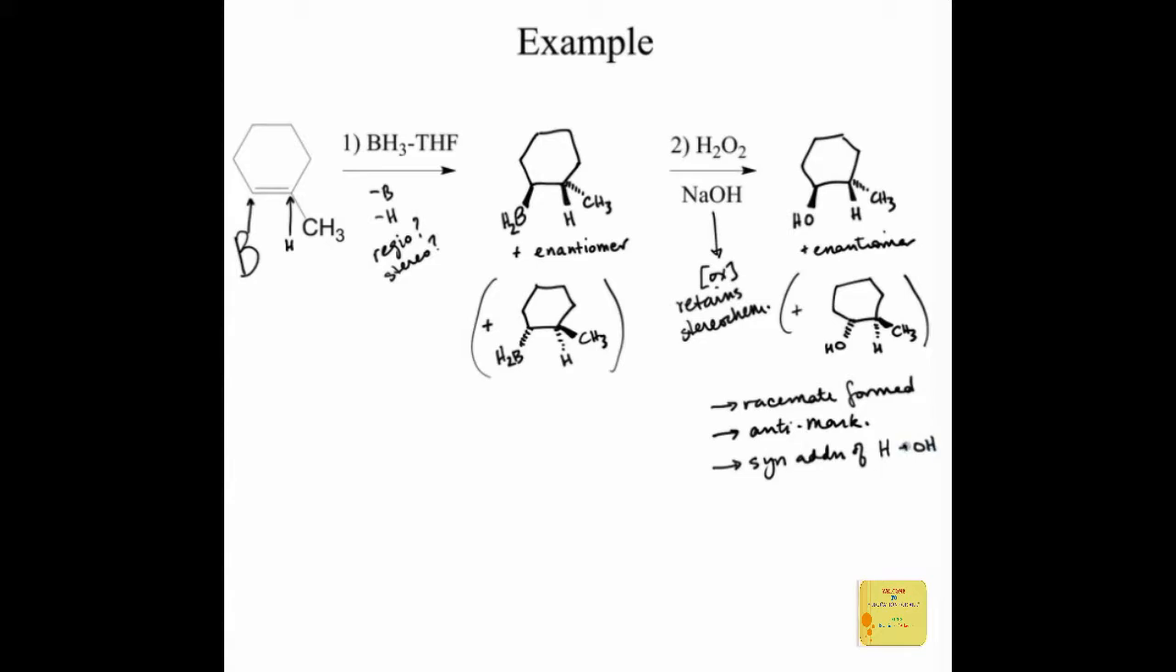So hydroboration oxidation is one of the most complicated reactions we'll be studying for alkenes because not only does it have complicated reagents that we have to take a look at, this BH3·THF and this H2O2, but we also need to know what does it add, what is the stereochemistry, and what is the regiochemistry.